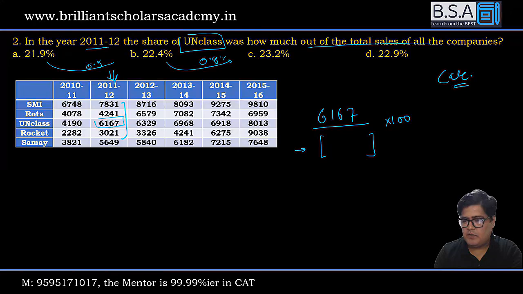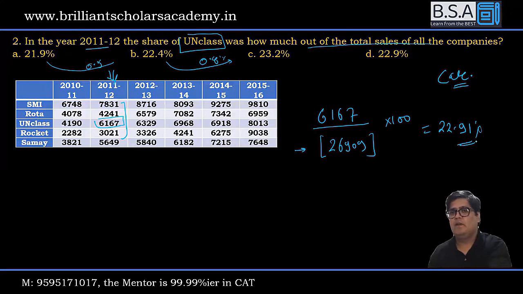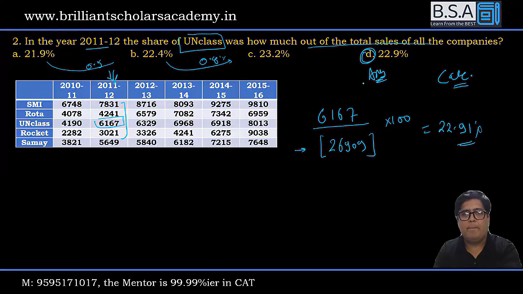7831 plus 4241 plus 6167 plus 3021 plus 5649. So the value is 26909. Now I have to invert this total and multiply with 6167. The precise value is 22.91%. No rocket science, absolute basic.